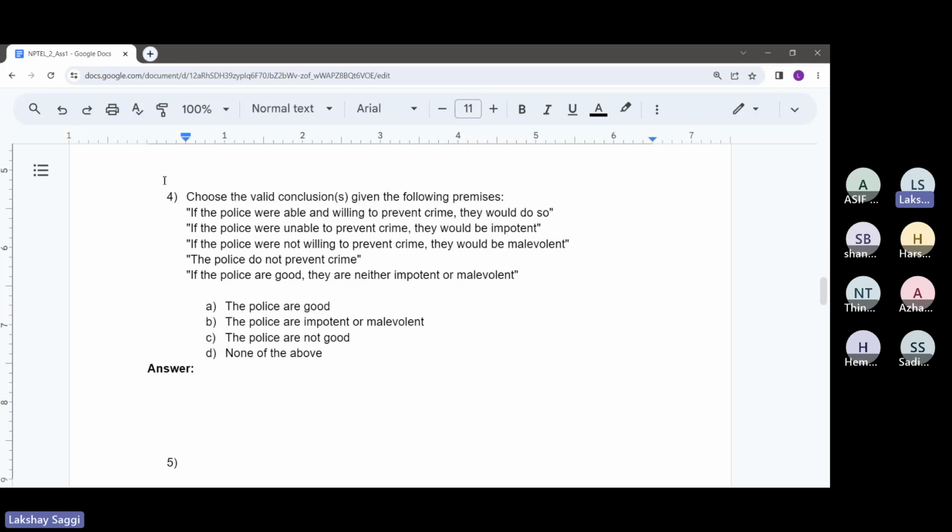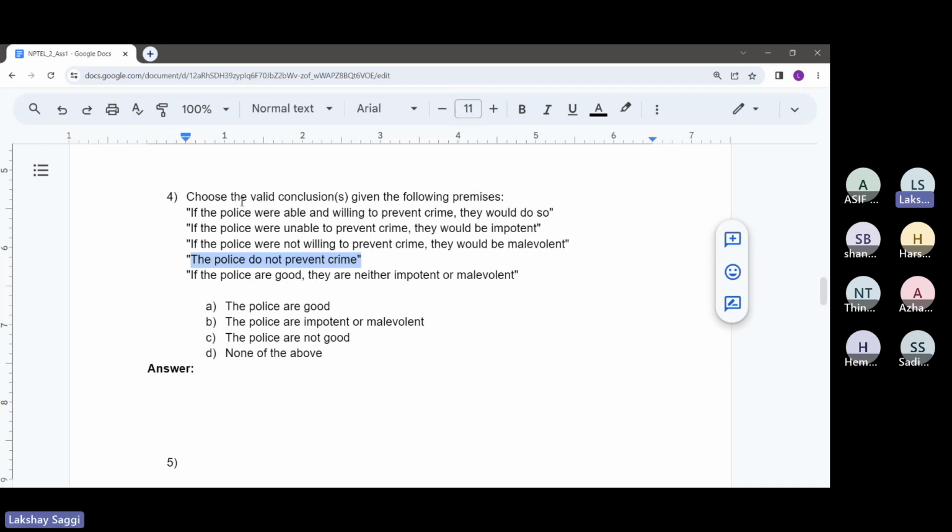So here, this is a statement: if the police were able and willing to prevent crime, they would do so. If the police are unable, they would be impotent. If the police were not willing, they would be malevolent. Police do not prevent crime, and if police are good, they are neither impotent nor malevolent. So the one actual statement given to us is that police do not prevent crime, and the other statements are more like if-statements. Let's see, if this statement holds true, what conclusions can we derive? So police do not prevent crime.